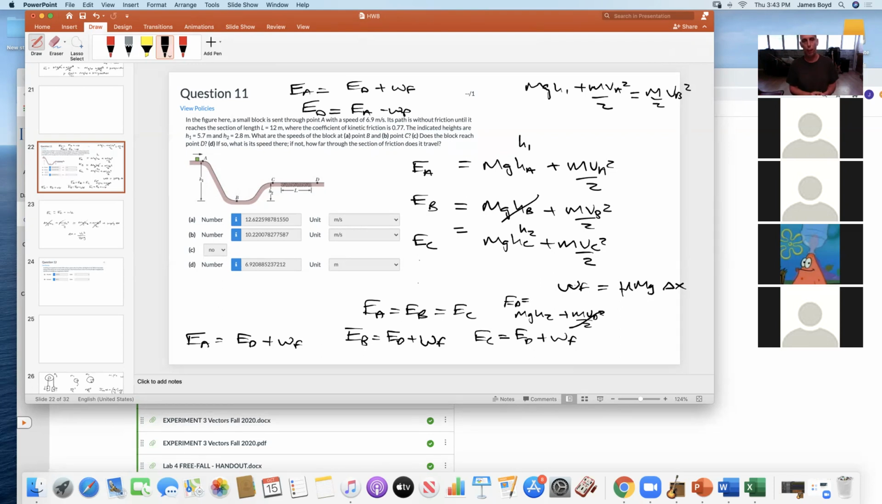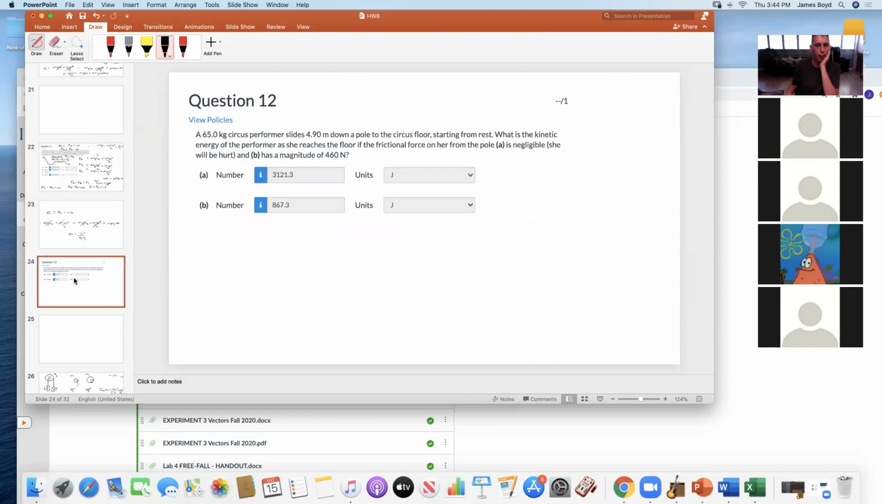Just remember that if it dropped again and we had some E point, the energy at D is equal to the energy at E, but the energy at D plus the work of friction is equal to the energy at C. So energy at D is equal to the energy at C minus work of friction, which is also equal to the energy at E. You just have to be careful with where that work of friction comes in and goes out. It's not too hard, but it's easy to mess it up.